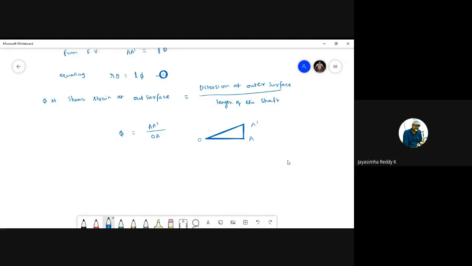So what I have written, phi is equal to AA dash by OA. That is, opposite side by adjacent side. So phi can be taken as tan phi.